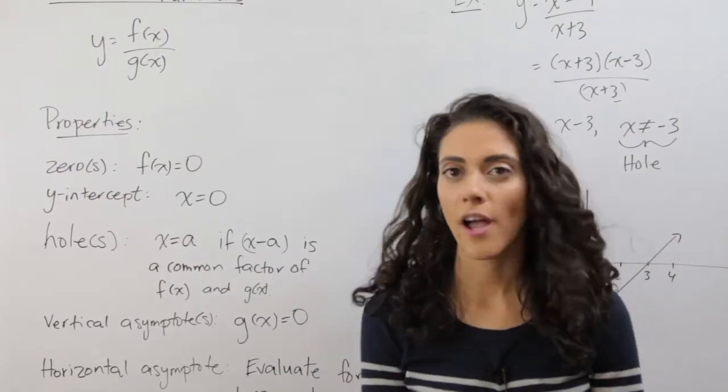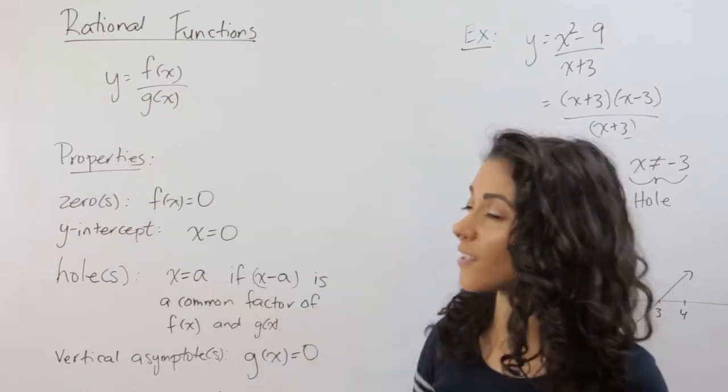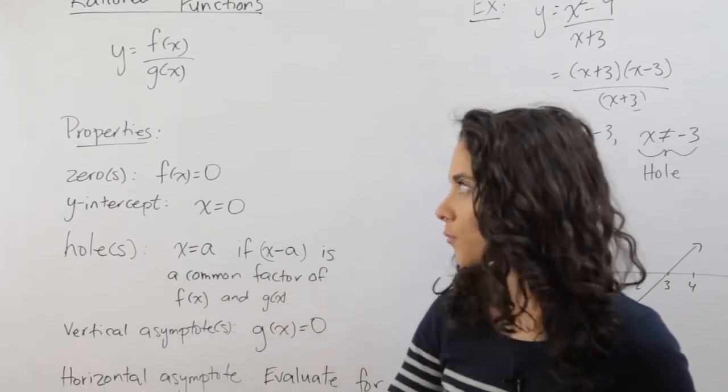Now let's take a look at rational functions of the form f(x) over g(x), where each of these is a polynomial. So we're going to do a polynomial divided by some other polynomial.